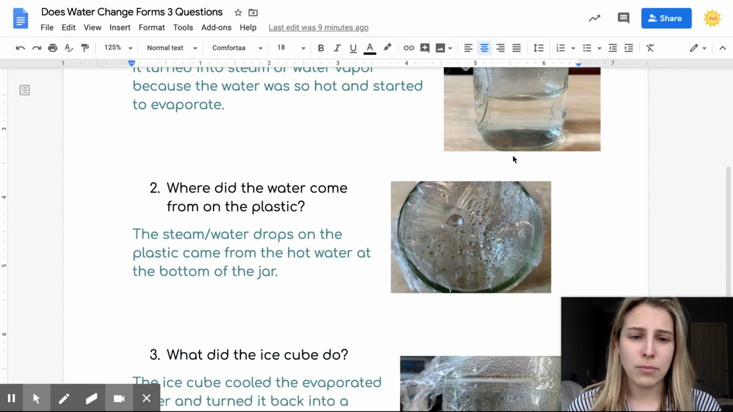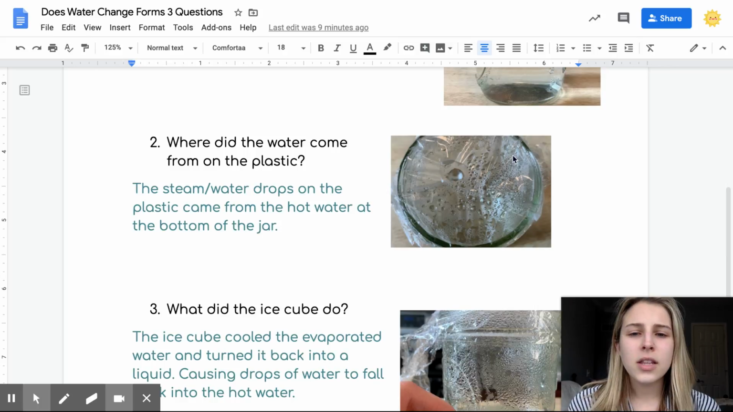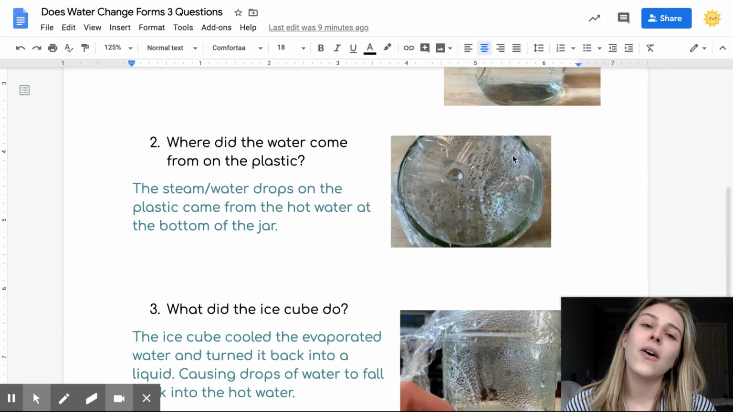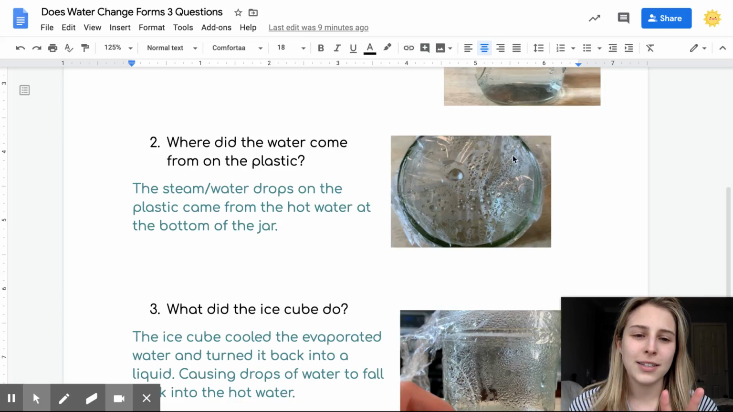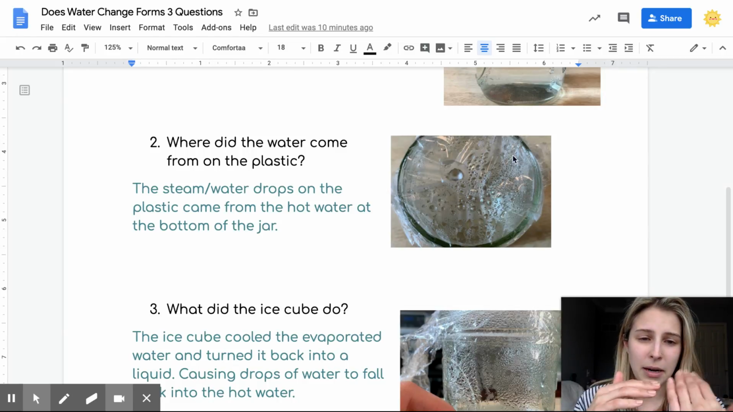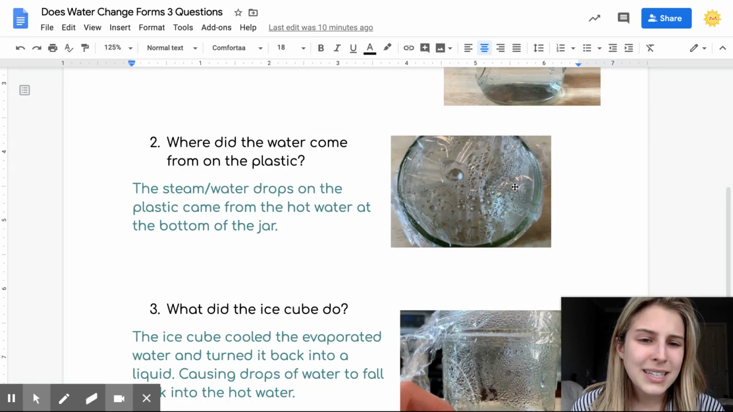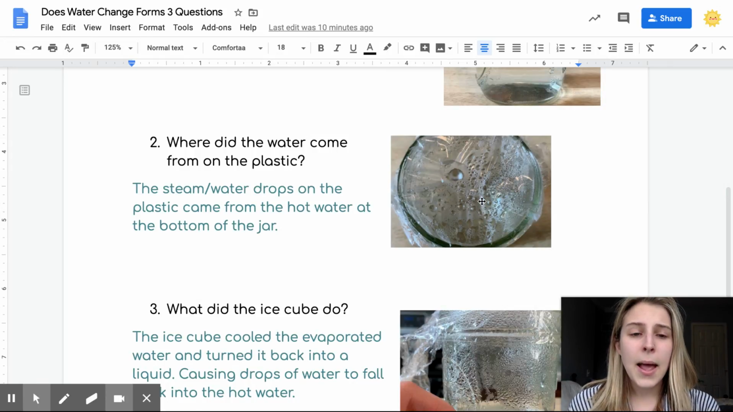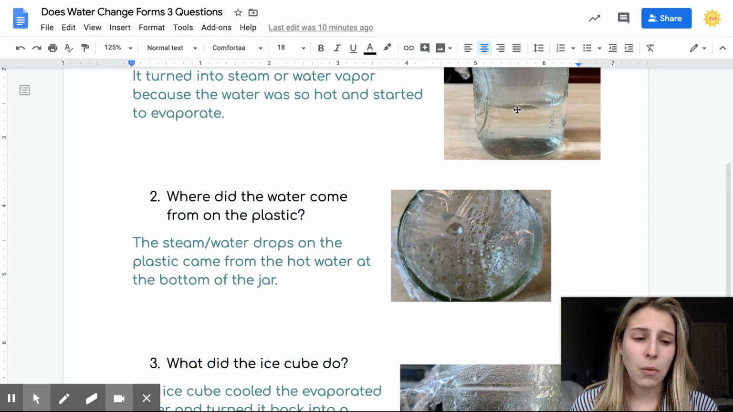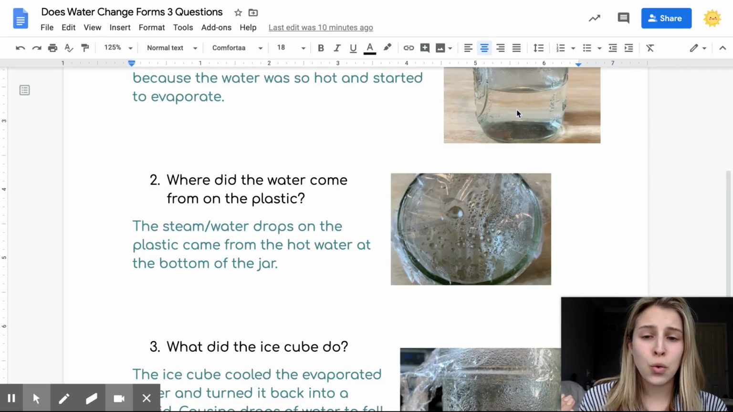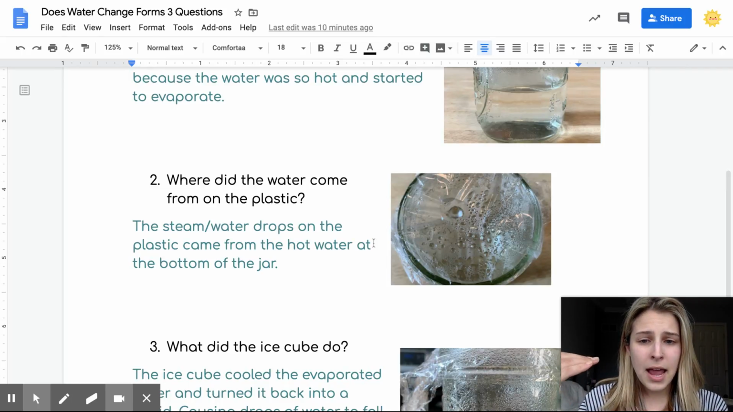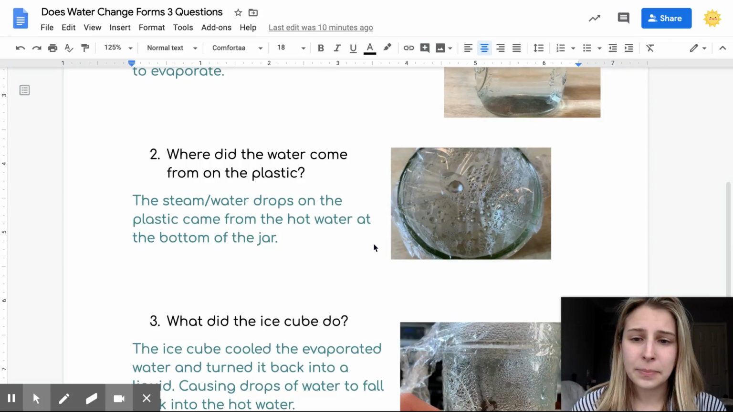All right, moving along. Question two, where did the water come from on the plastic? So now in my experiment, I had water in two places. I had some water at the top of my glass because my ice cube was melting. I'm not really talking about that water, but I'm talking about the water that's underneath that plastic. You can see those water droplets and some steam on that plastic there. And basically, that water is coming from the bottom of our jar, that hot water. That's the water that turned into water vapor or evaporated up, and it's getting trapped in our jar.